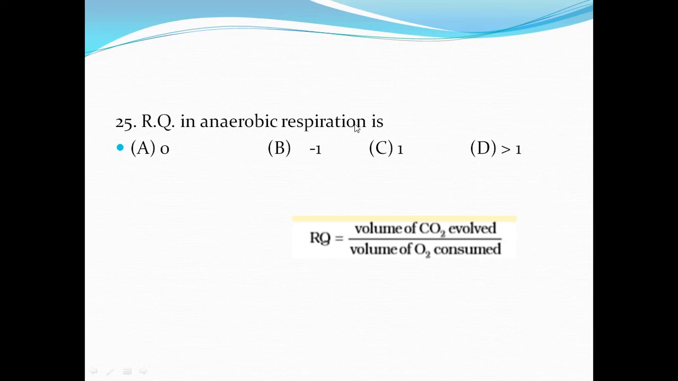RQ in anaerobic respiration. Respiratory quotient is the ratio of volume of carbon dioxide evolved to volume of oxygen consumed. In anaerobic respiration, in the case of alcoholic fermentation, one molecule of carbon dioxide is produced when pyruvate is converted into acetaldehyde. So carbon dioxide is produced, but no oxygen is consumed. So it is 1 by 0, which is definitely more than 1. So more than 1 is the answer, or infinity you can say.